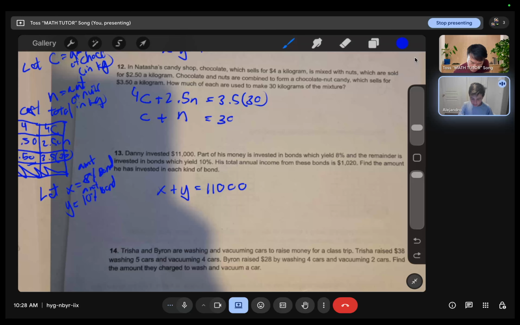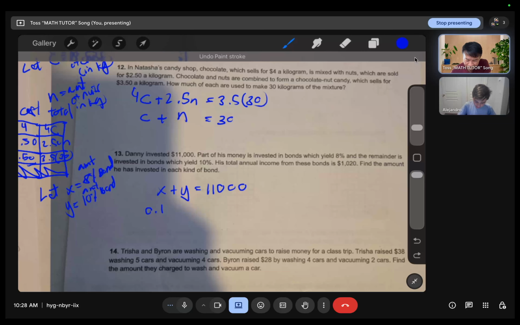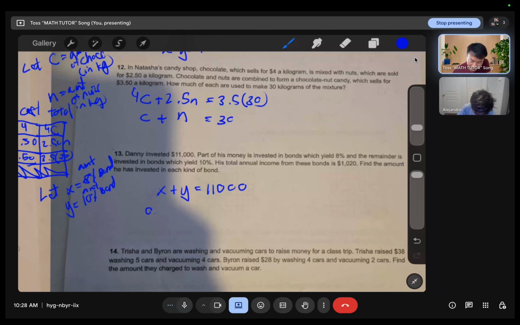And the second one, I would change the percents into decimals. You have to. You don't want to use the percent. So it'd be 0.1. I assume X, right? And do 0.08, like that, right? Oh, we put X for the 8%, sorry. You're right. 0.08x. You're right. Good job.